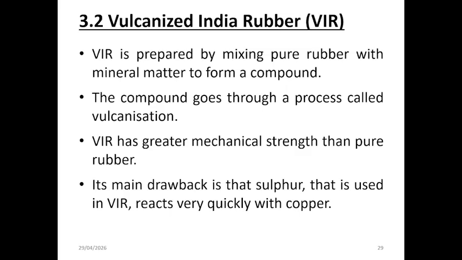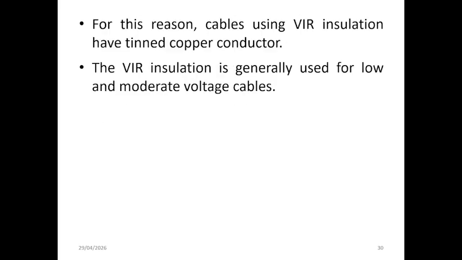However, its main disadvantage is that the sulfur used in the vulcanization process can react with copper conductors, which may affect the long-term performance of the cable. Okay, this slide explains an important practical aspect of vulcanized India rubber, VIR, insulation. Since sulfur in VIR can react with copper, thin copper conductors are used to prevent this chemical reaction.